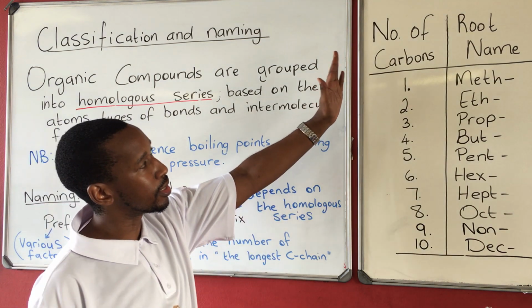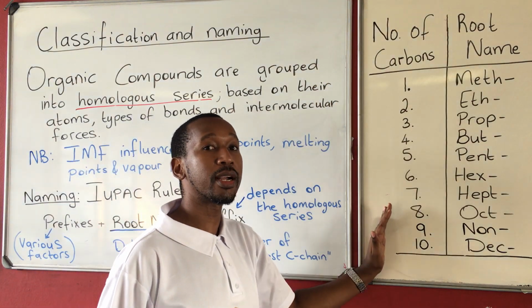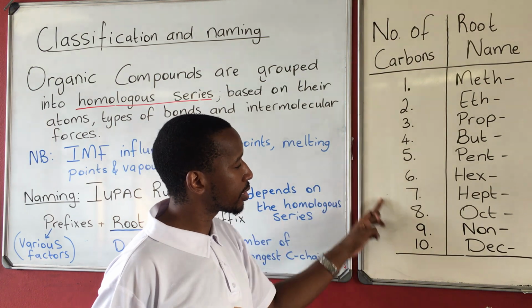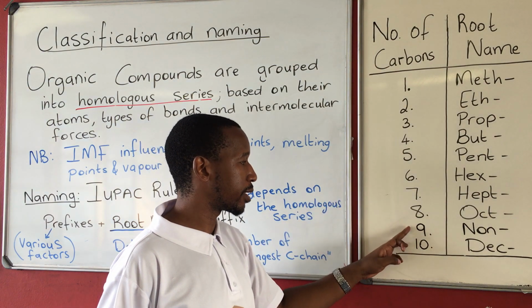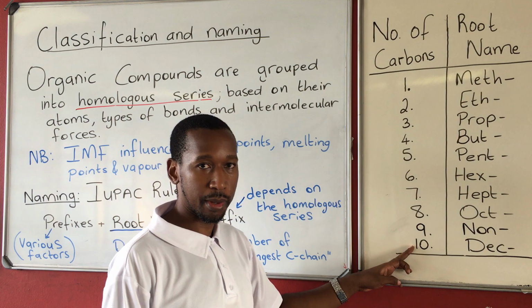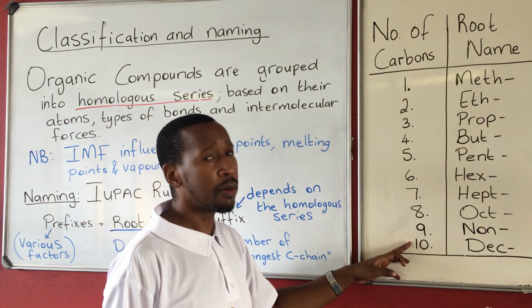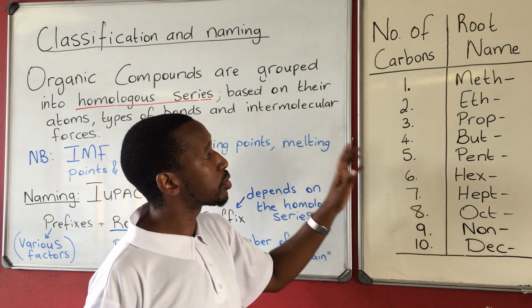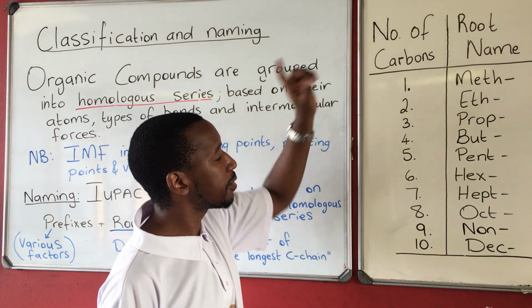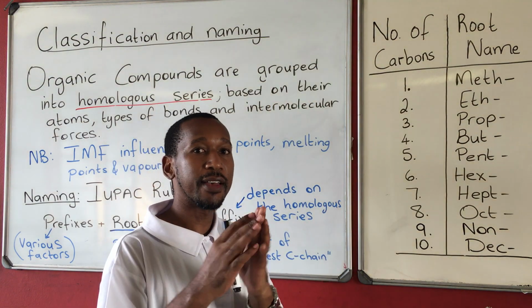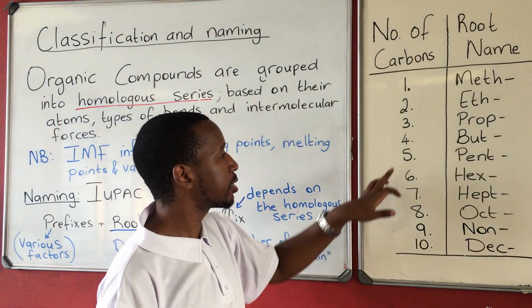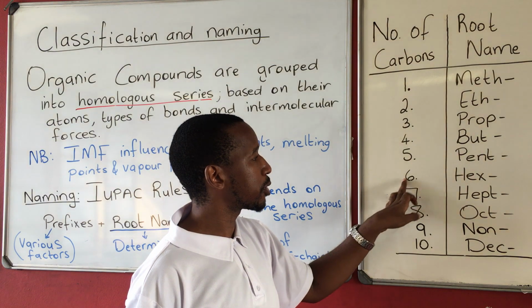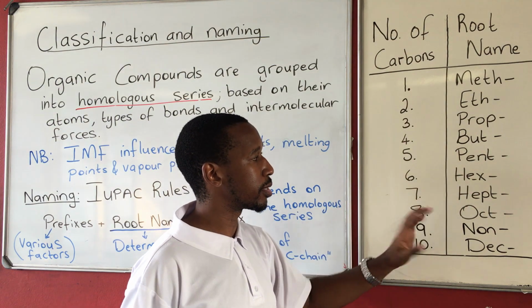And here is a list of the root names that we are required to know for grade 12. The first 8 are the most important, but of course we added the 9 and the 10 just in case they do come up. We need to know how to deal with them. But based on the past papers, the first 8 are the ones that we need to deal with. So, for example, if a particular substance has 5 carbons in its longest chain, its root name will have pent. If it has 6, it will have hex, and all the other ones similar to this.